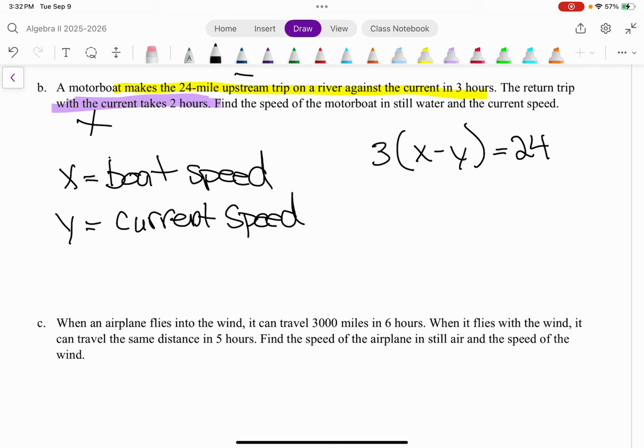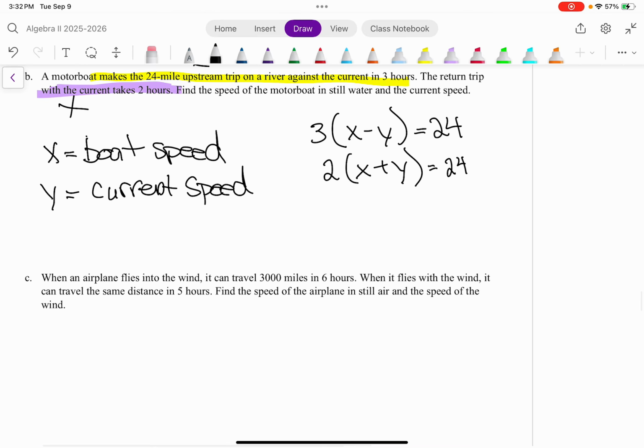So we're going to take that 2 hours, and then we're going to take the speed of the boat, and we're going with the current. So the current is pushing us along. So it's going to make us go faster. So we'll add that to our speed, and it still equals 24.